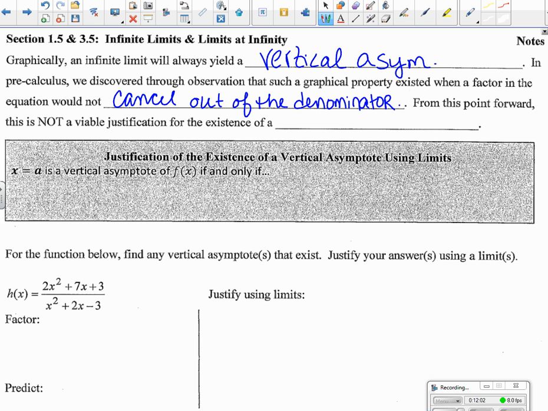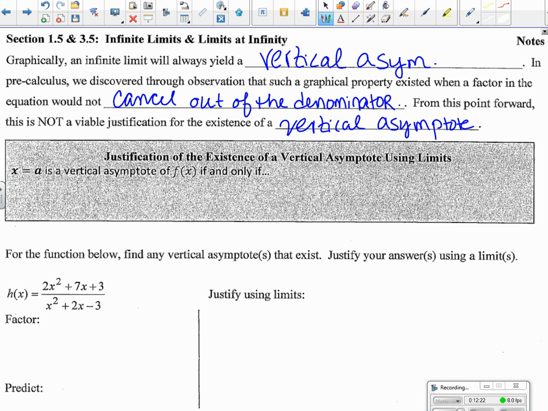From this point forward, it's not a viable justification for the existence just to say, well, it didn't cancel out. So you can't use that sort of logic to say that there's a vertical asymptote. We will come at it from a limit perspective.